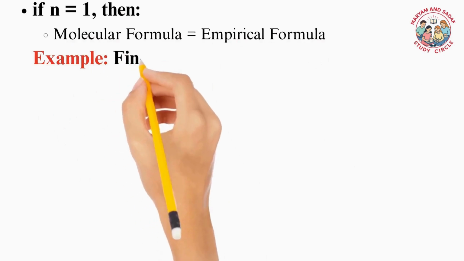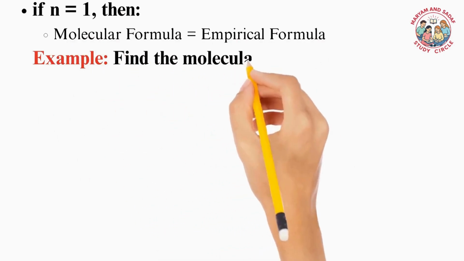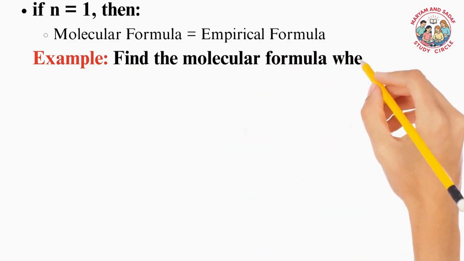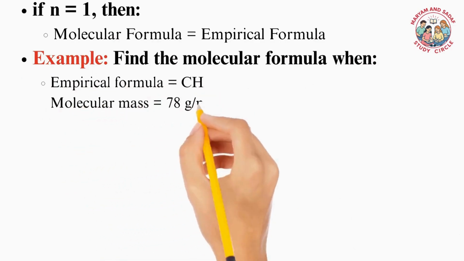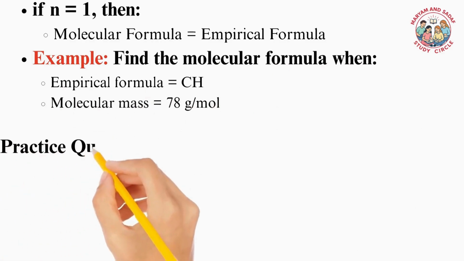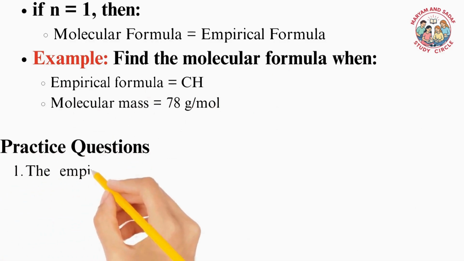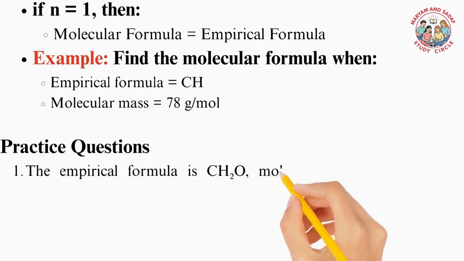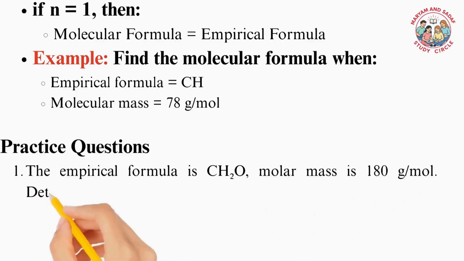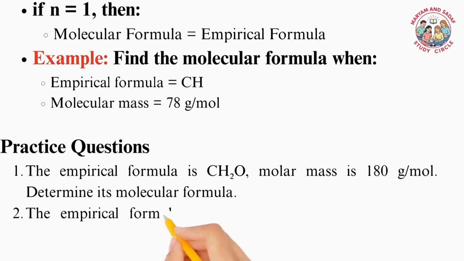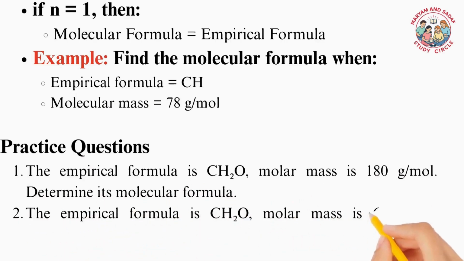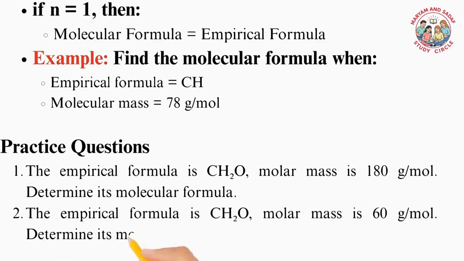Example: find the molecular formula when empirical formula equals CH, molecular mass equals 78 grams per mole. Practice questions. The empirical formula is CH₂O, molar mass is 180 grams per mole. Determine its molecular formula. The empirical formula is CH₂O, molar mass is 60 grams per mole. Determine its molecular formula.